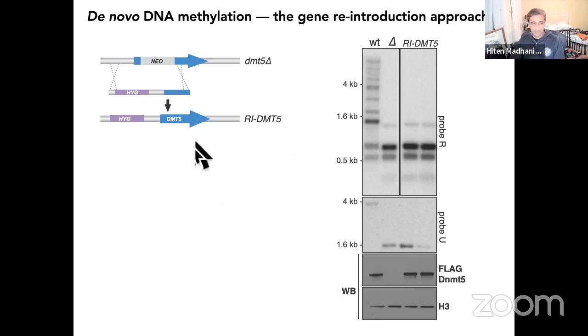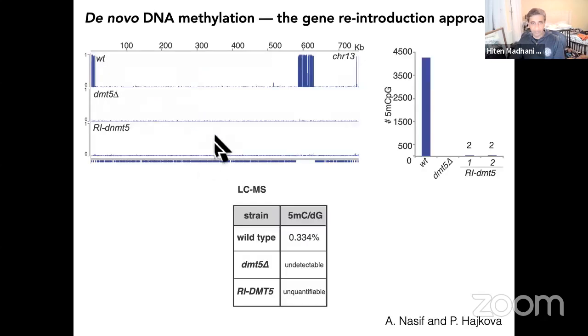So once you've lost DNA methylation, once again, it does not return if you bring the protein back into the cell. I've been showing you old-fashioned Southern blots, but we can use any number of techniques to examine DNA methylation. Here we're using what's called whole genome bisulfite sequencing. So it's a genome-wide method, and what you can see again is wild type has a lot of DNA methylation at the centromere. The knockout loses it, and when we reintroduce DNMT5, you can see that DNA methylation doesn't return to the centromere.